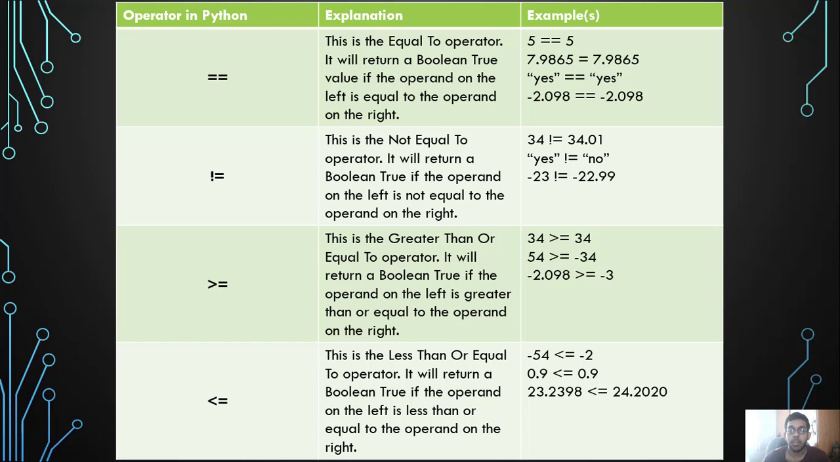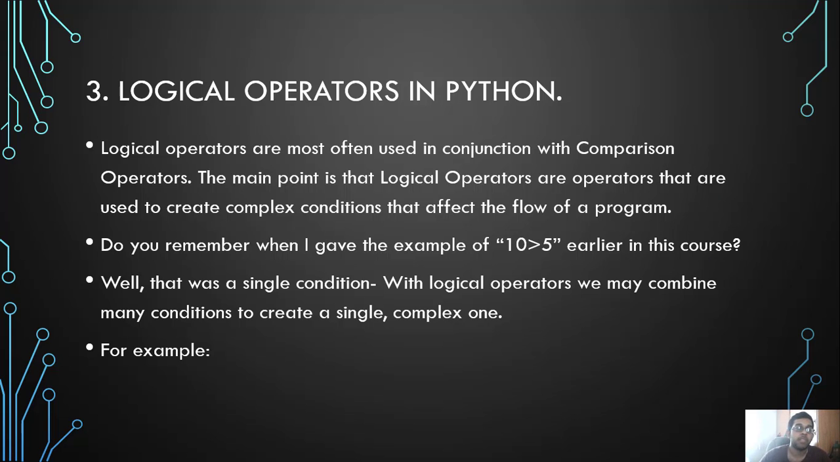23.2398 is less than or equal to 24.2020. Number 3. Logical operators in Python.